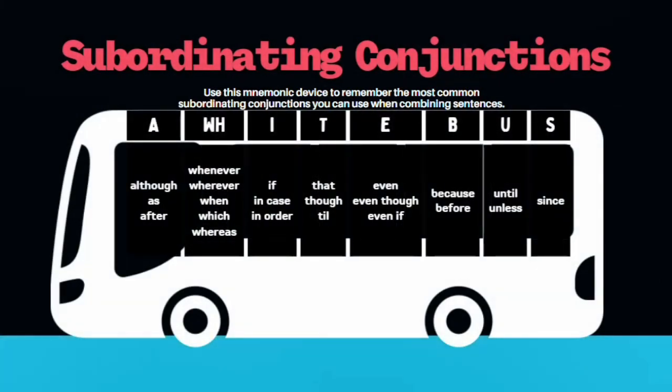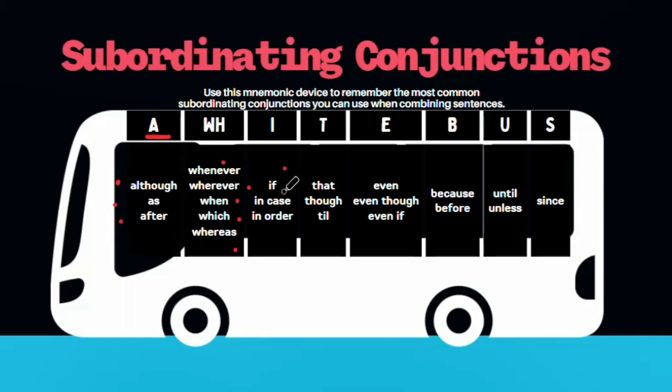So there are so many subordinating conjunctions, but some of the most common ones are here. You can remember them with a mnemonic called a white bus. Can you see this? A, W-H-I-T-E, white, B-U-S, bus, a white bus. If I open this mnemonic, what is for A? A for although, as, after, then with WH: whenever, wherever, when, which, whereas. All these are subordinating conjunctions.